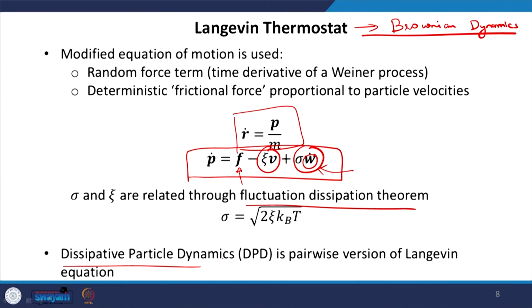There is another method called dissipative particle dynamics that is essentially the same as the Langevin thermostat, except that we represent the Langevin equation in terms of pairwise forces. So, the pair potentials can be written such that you will have an additional term because of the frictional force and an additional term because of the thermal part, that is the sigma W dot part in this particular equation.